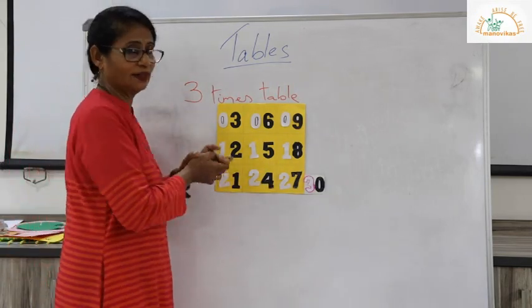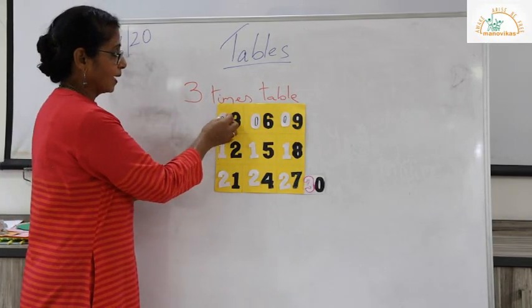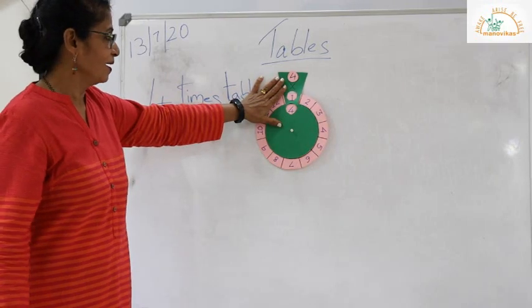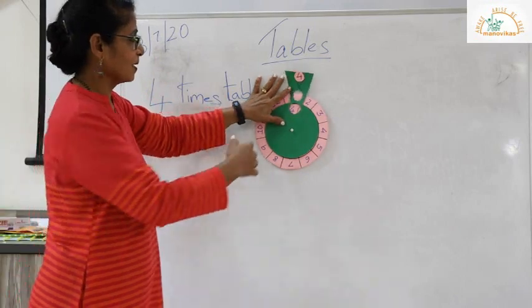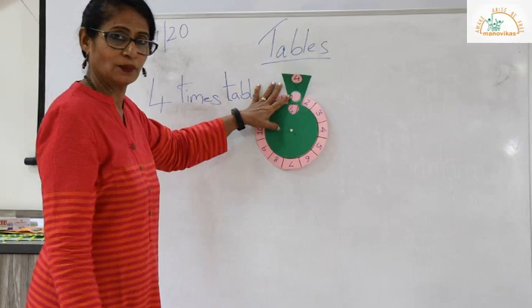I think by doing this way, you're going to learn your tables quickly. Isn't it easy and fast? Using the number wheel, we will learn the table of 4. Let's play with numbers and have fun and learn the table of 4.